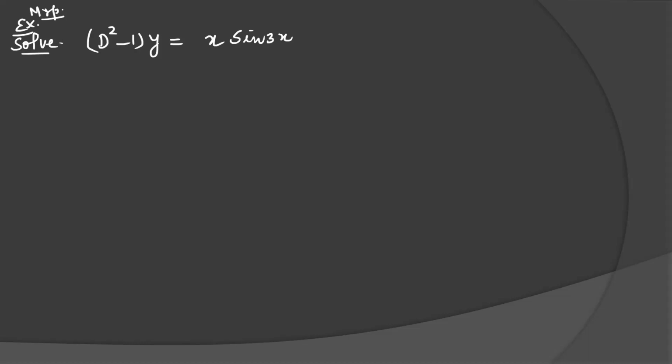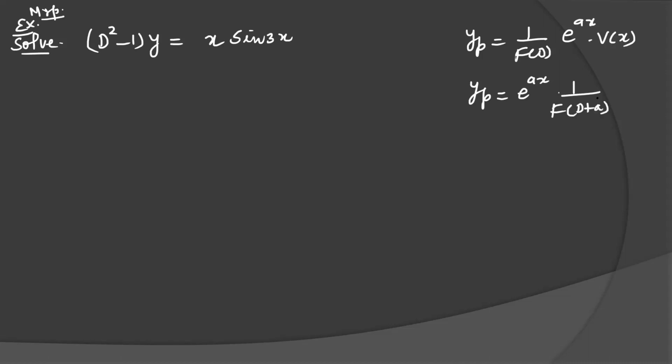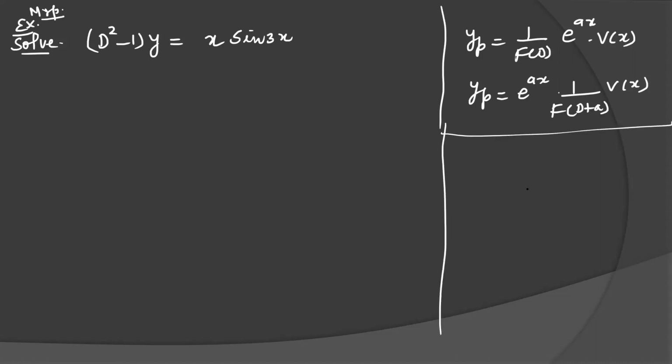Exponential function you don't have here. But because we know the property of particular integral, if you have any exponential function in the multiplication, then the particular integral is given as e to the power ax into 1 over f of d plus a into vx. This is the result. Problem here is we don't have the exponential, but we can make exponential.